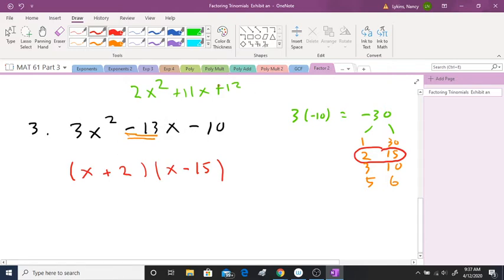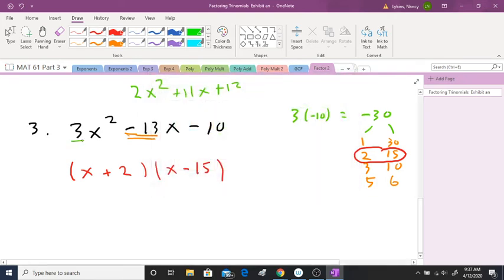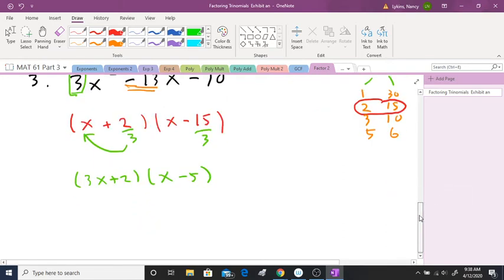So then what we need to do is divide by the leading coefficient right here, 3. So we divide each by 3, each by 3. 3 does not go into 2 evenly, so I'm going to bring this out. So it's going to be 3x plus 2. Now 3 goes into 15 perfectly, so that's going to be x minus 5. This should be my answer.